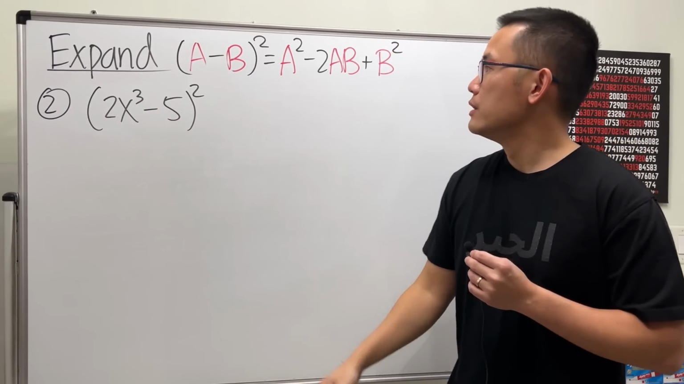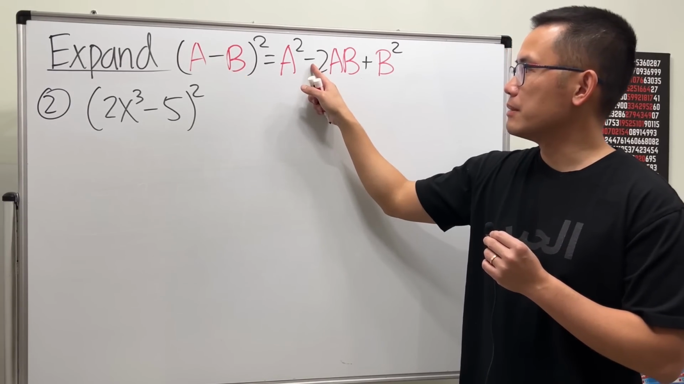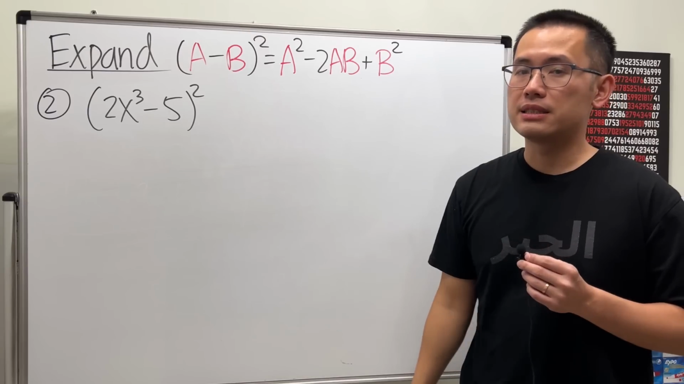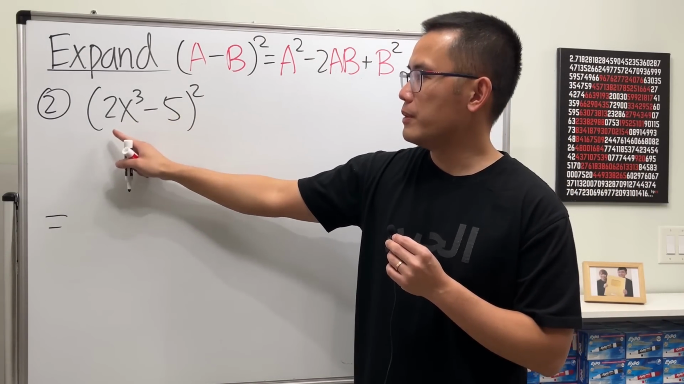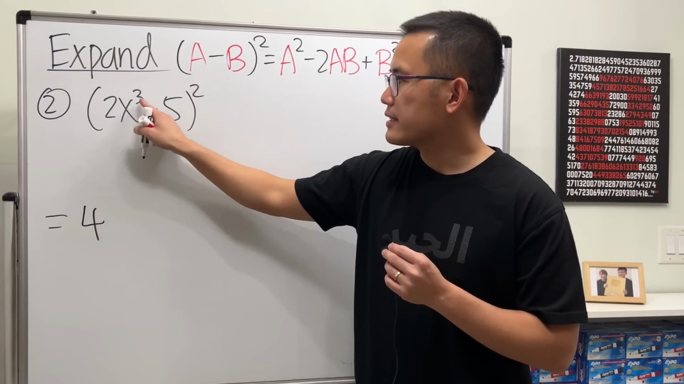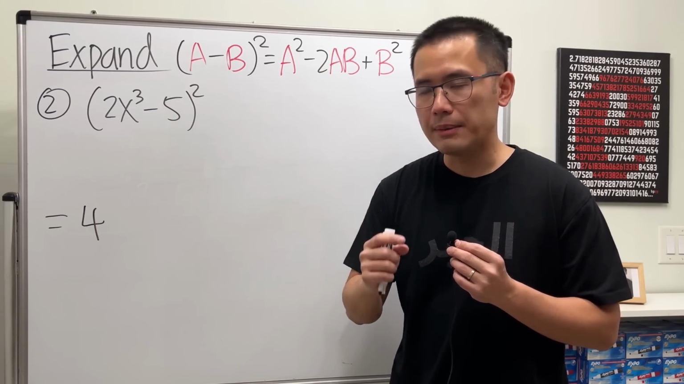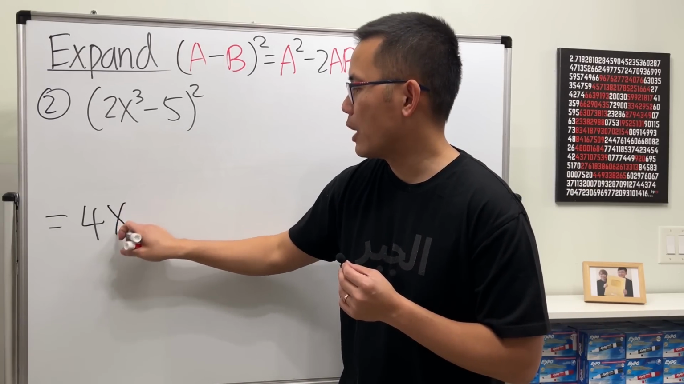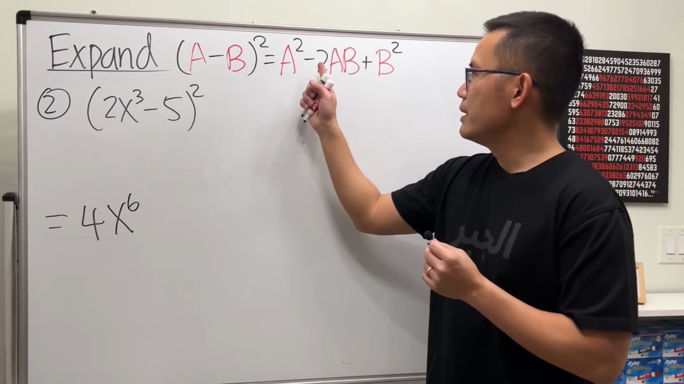So we'll be using this formula. If it's a minus, here it's a minus, and then the last term is plus. So here we go. We are going to square the first term. So 2 squared is 4. And then x cubed squared, we will have to multiply the powers. 3 times 2 is 6. So that's the new power. We will have x to the 6. Continue. It's minus.